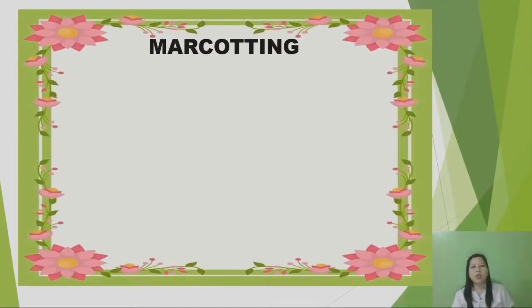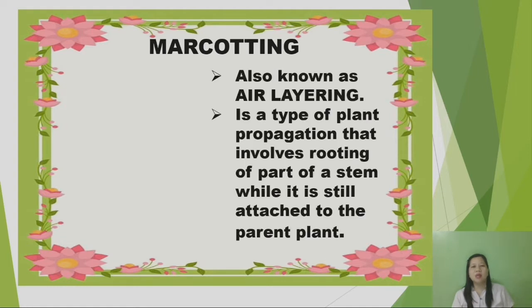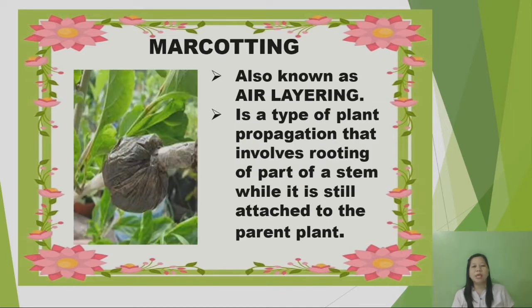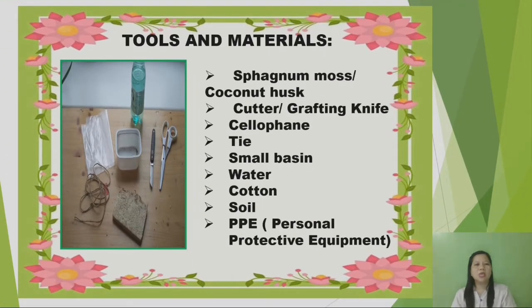Another way of plant propagation is marcotting. What is marcotting? Marcotting, also known as air layering, is a type of plant propagation that involves rooting part of a stem while it is still attached to the parent plant. Here are the tools and materials needed for marcotting: sphagnum moss or coconut husk, cutter or grafting knife, cellophane, tie, small basin, water, cotton, soil, and PPE.